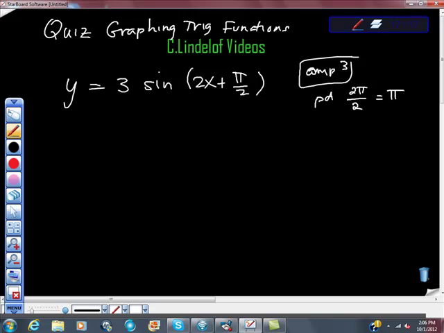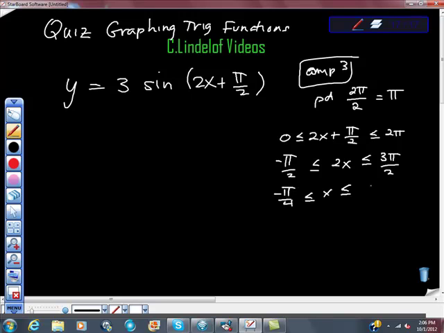Is that good? Then I asked you to find the phase shift, and what I hope you had done was take this and solve this, right? Negative pi halves is less than or equal to 2x, which is less than or equal to 3 pi halves, isn't that right? Because 2 pi is 4 pi halves. Everybody okay with that? Divide everything by 2, and we get negative pi fourths is less than or equal to x, which is less than or equal to 3 pi fourths. So far, so good?